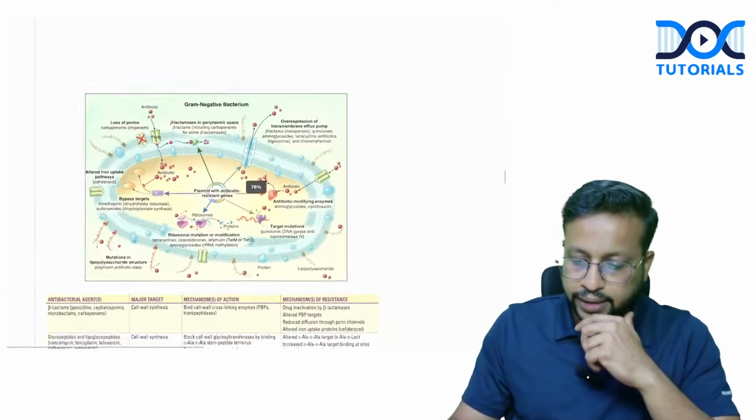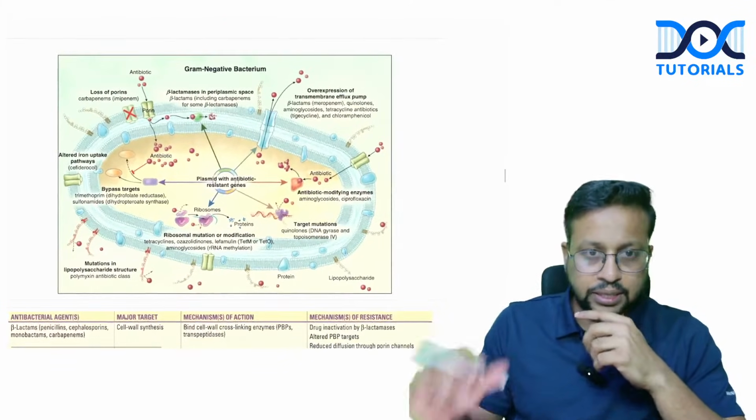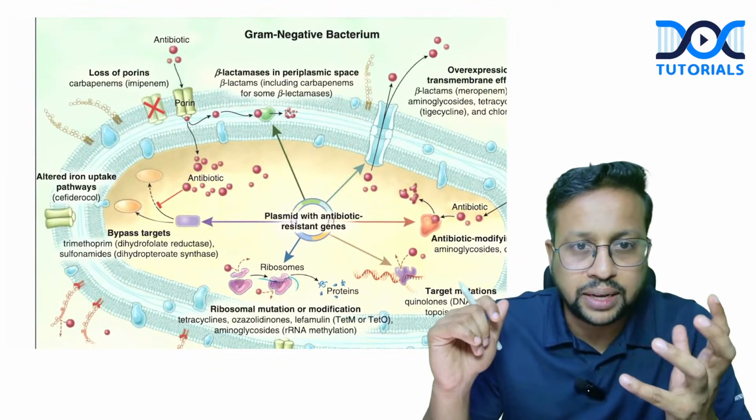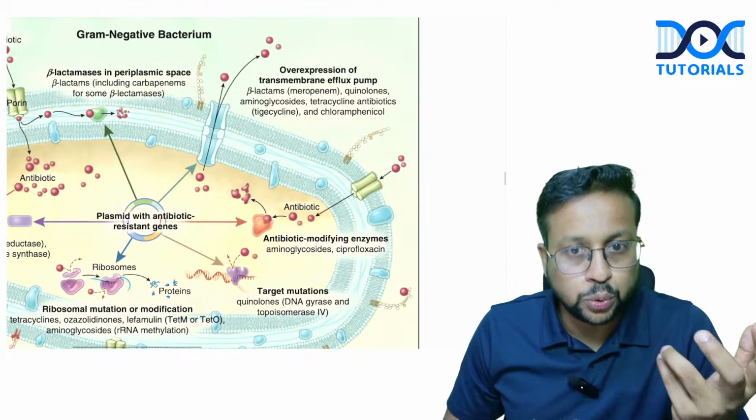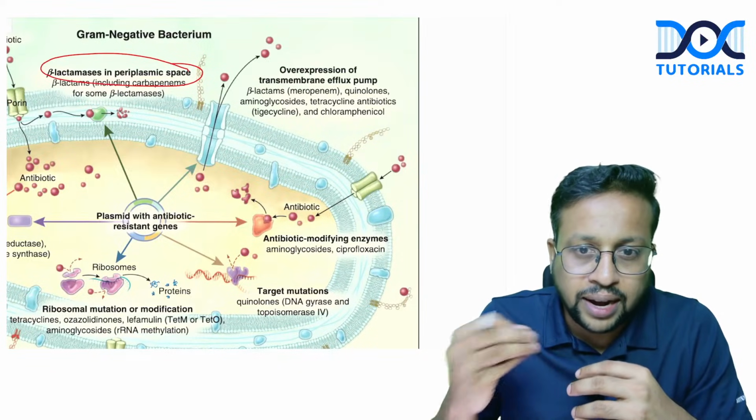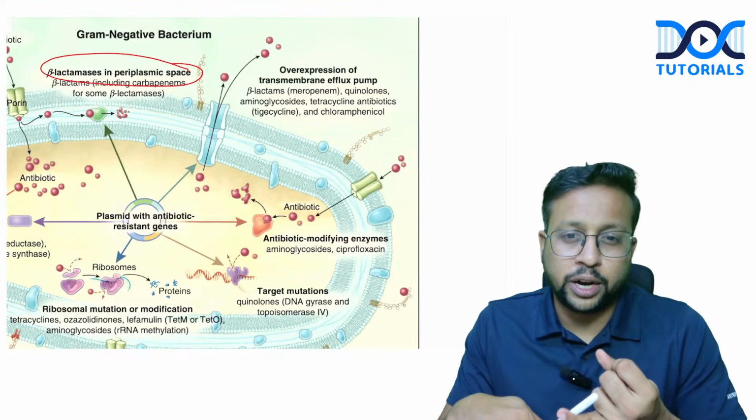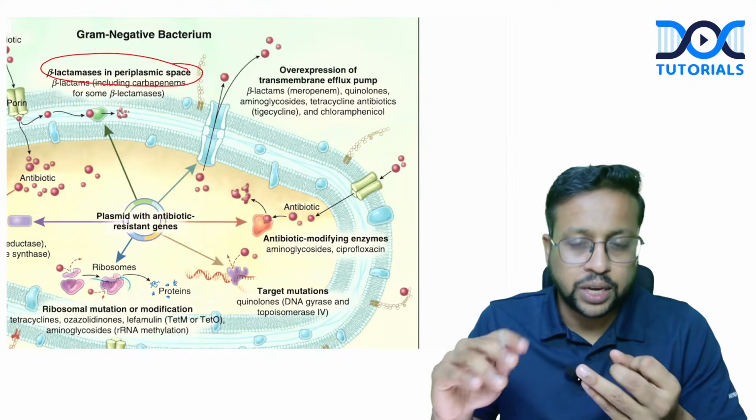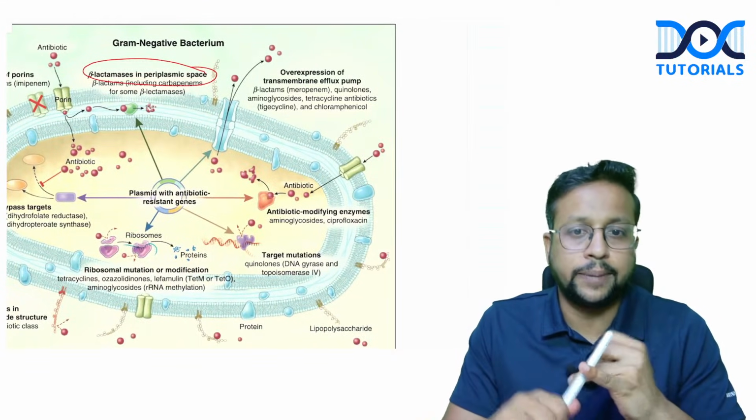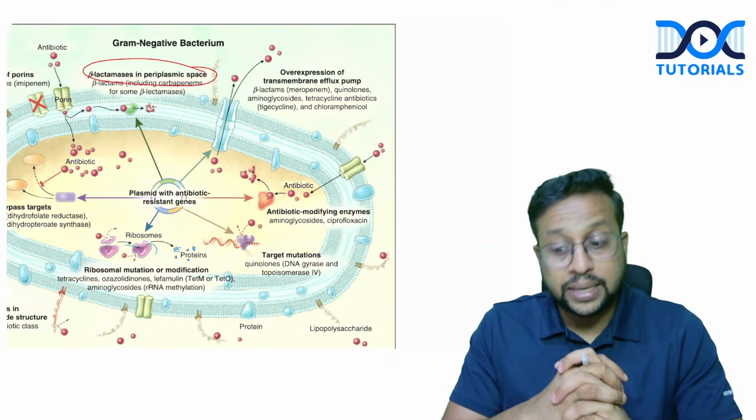This is my favorite. Next one: antimicrobial resistance, AMR. We have often discussed it in detail. There are various methods by which bacteria can become resistant to antibiotics. Those include enzymes which can inhibit or lyse the antibiotics. The most common example is the beta lactamases. It can be cephalosporinases, it can be carbapenemases. The beta lactam antibiotics, as you know, include the penicillins, the cephalosporins, and the carbapenems, and they are mostly inactivated by beta lactamases.